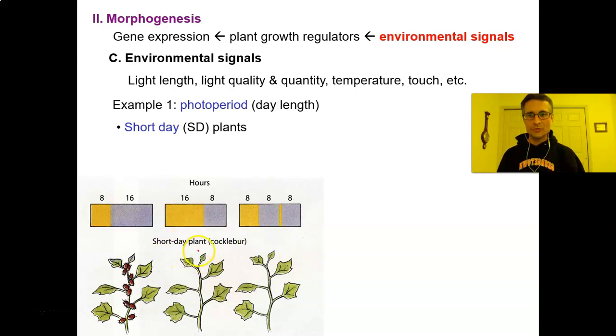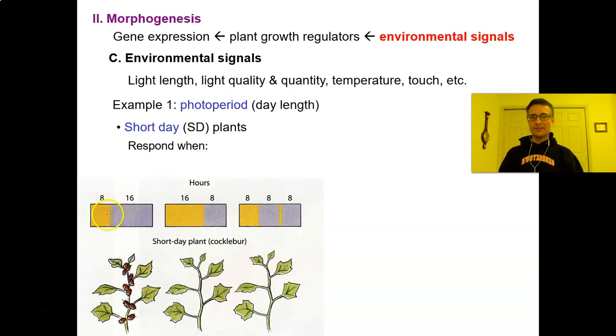qualitative short day plant, which would be cocklebur. Cocklebur grows throughout the summer, and you can see it growing right here. It doesn't flower. In the middle of the summer, there might be very long periods of day length, say 16 hours, and a short night period. So it's not flowering. However, as we go from the summer to the fall, our day lengths lessen, we have longer night lengths, and our cocklebur then starts to produce flowers and eventually fruits, which are these very spiky little burrs right here.